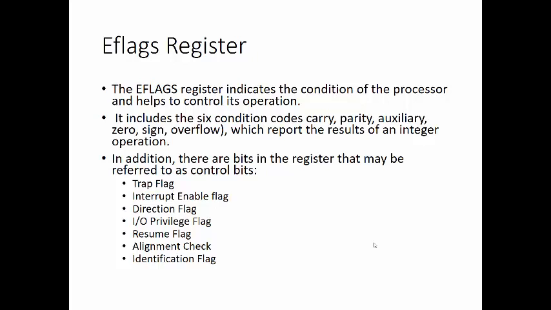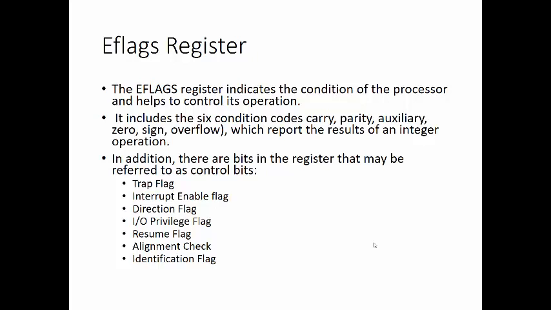Alignment check activates if a word or double word is addressed on a non-word or non-double word boundary. An identification flag can be set and cleared. The processor supports the processor ID instruction.